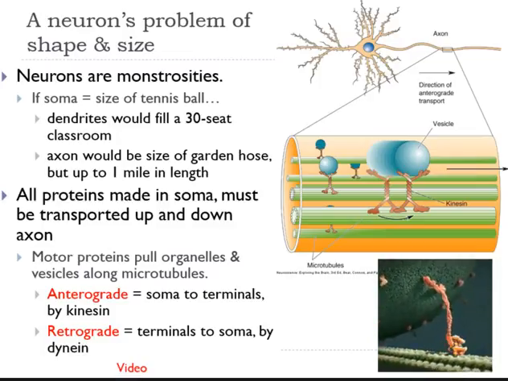Similarly, if you needed to take up materials from the axon terminal and send them all the way back up to the nucleus, which does happen, you have to use a slightly different kind of walking protein called dynein. Dynein will walk the other direction up these microtubules. And this is constantly happening all the time, over and over again.